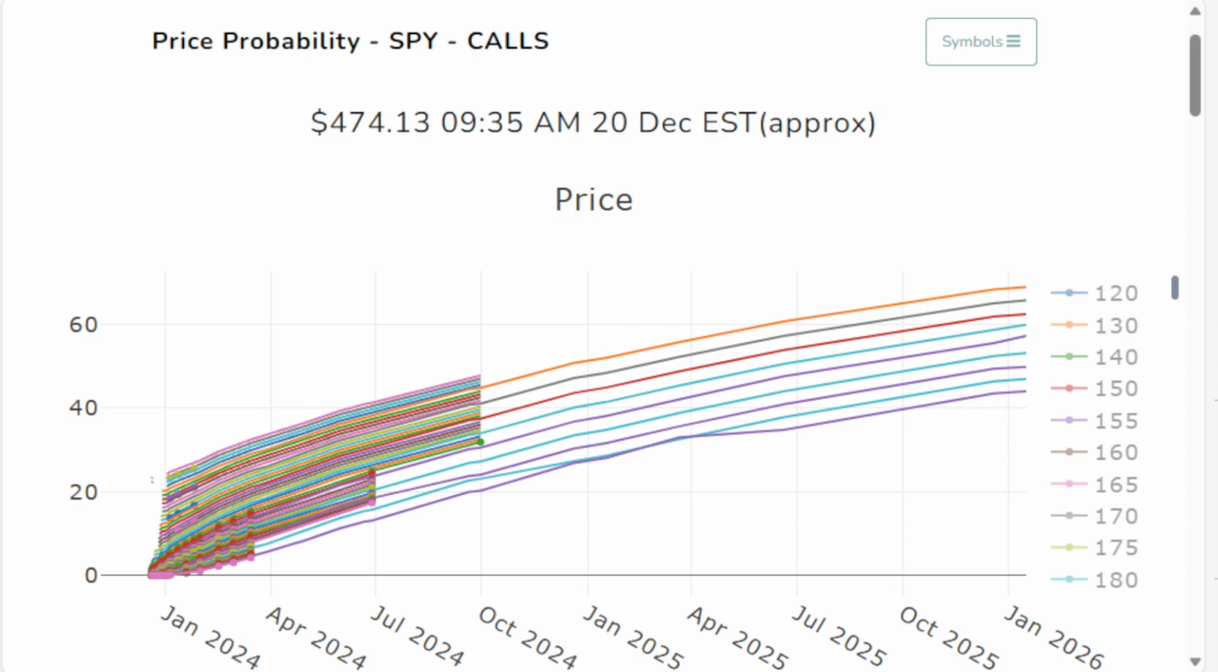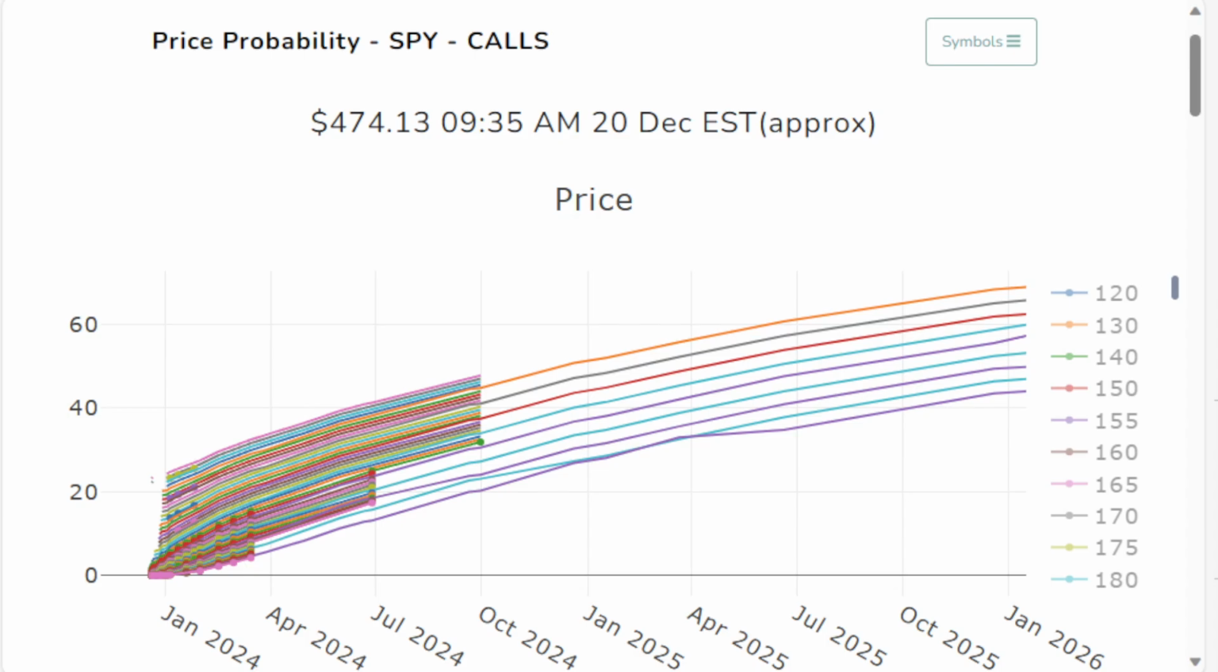The Greek we're looking at today is delta. Simply put, and easily found if you Google delta on any finance page, delta measures how much an option's price is expected to change for a $1 change in the price of the underlying asset.